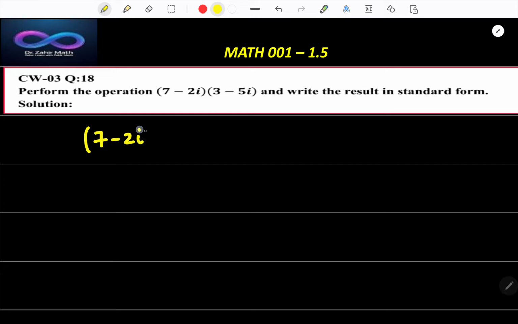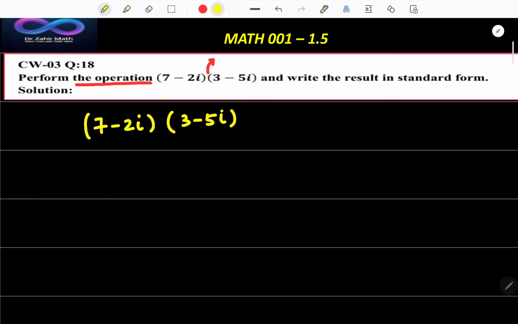7 minus 2i times 3 minus 5i. You're going to perform the operation. What is the operation here? Multiplication. Right. Put it in the calculator. This one. So 7 minus 2i.